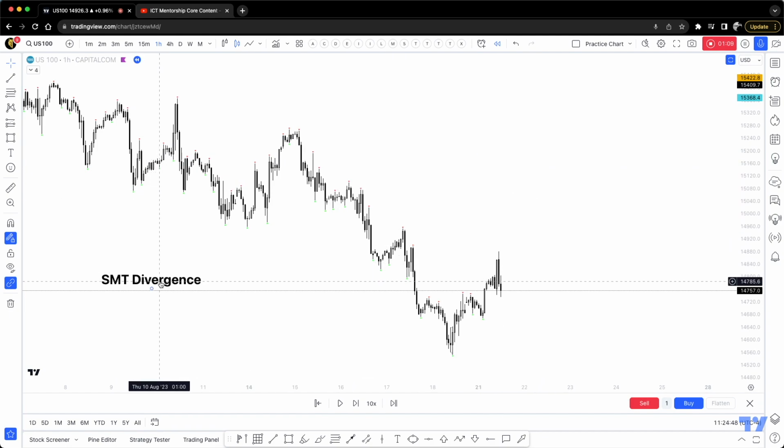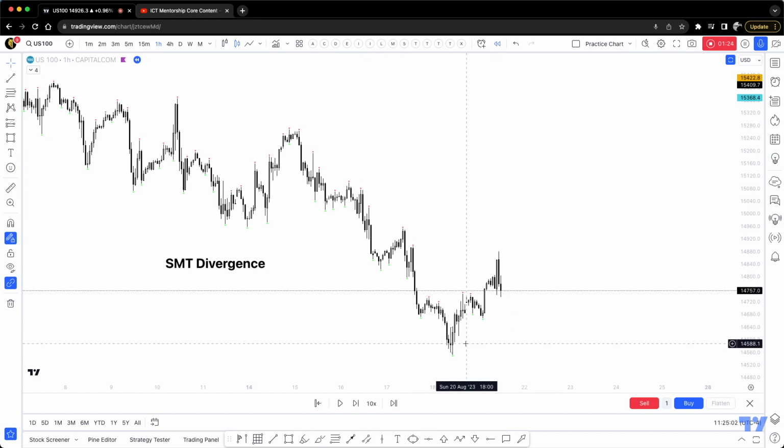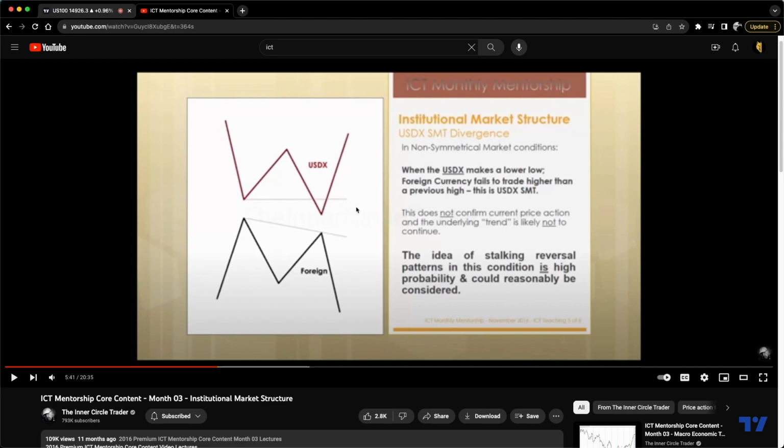And divergence, we are used to spotting using either MACD indicators or RSI indicators. I was used to that. And this is something that I was not aware of, that you can actually spot divergence also between indices, or as I mentioned, between certain pairs.